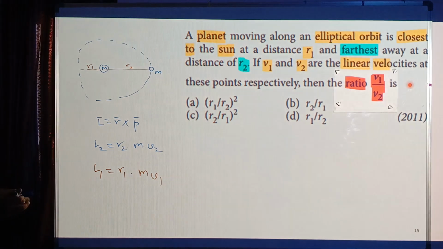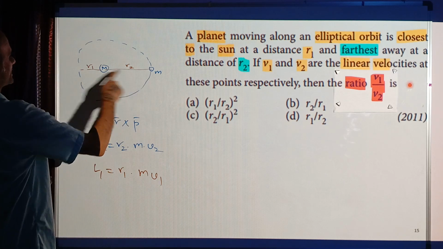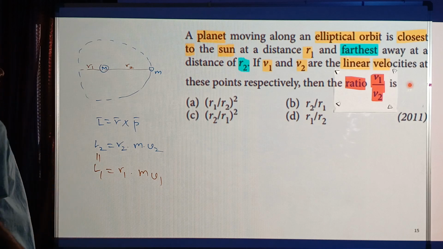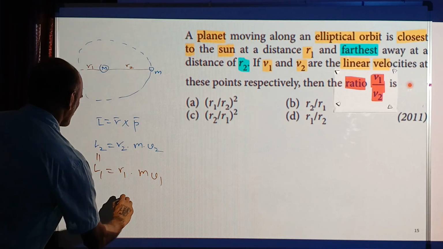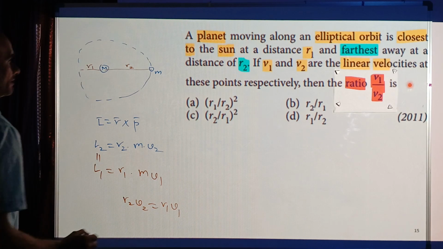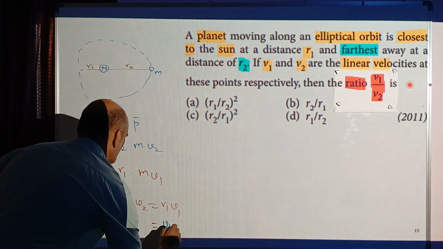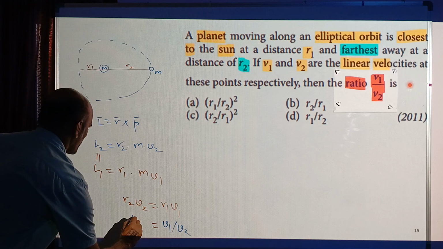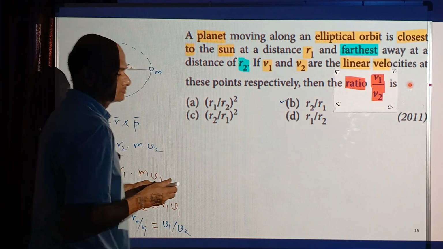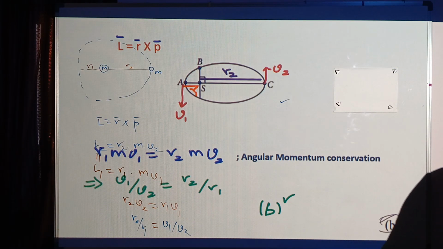Angular momentum will be conserved if there is no external torque acting on the system. There is no external force or torque acting on this one. The only force is the interaction force. So angular momentum will be conserved because external torque is 0. So these two will be equal. That means r2 v2 equal to r1 v1. So v1 by v2 is r2 by r1. B is the correct answer.